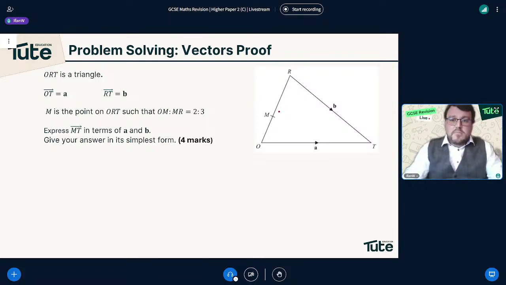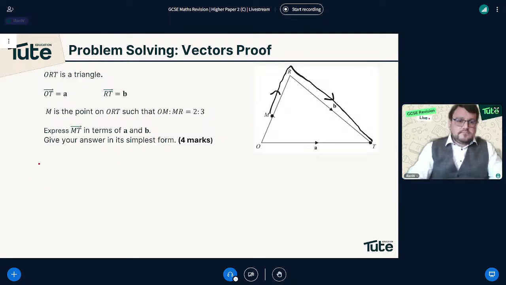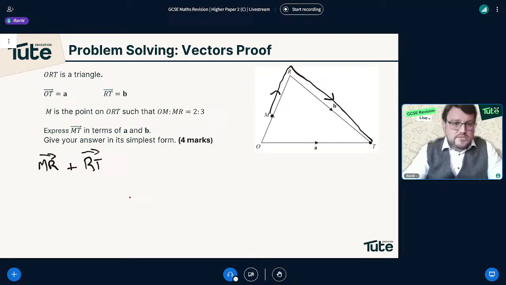Now you want to get from M to T this way. You can mark the path that you want to take, okay? It has to be 2 marks. M to R plus R to T. Now, as it happens, we know what R to T is already. What we've got to find is what M to R is. And that is a combination of getting from O to T to R to M.